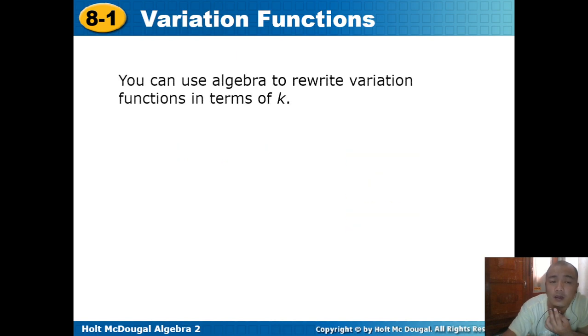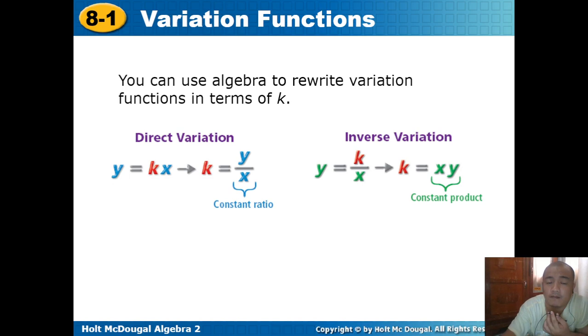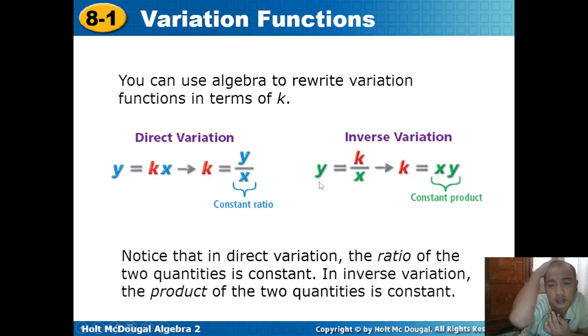You can use algebra to rewrite variation functions in terms of k. Yes, for direct variation, the equation is y equals kx. To solve for k, just divide y by x. For inverse variation, y equals k over x. Solve for k, just multiply xy. Notice that in direct variation, the ratio of the two quantities is constant. In inverse variation, the product of the two quantities is constant.